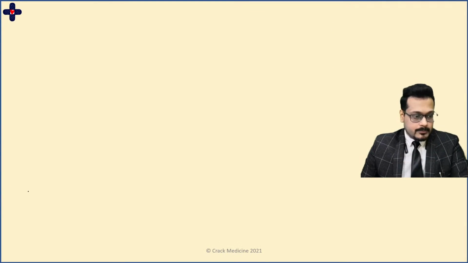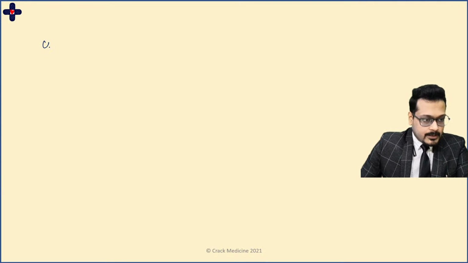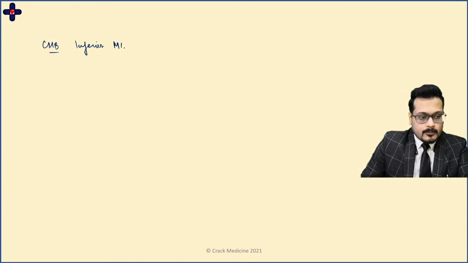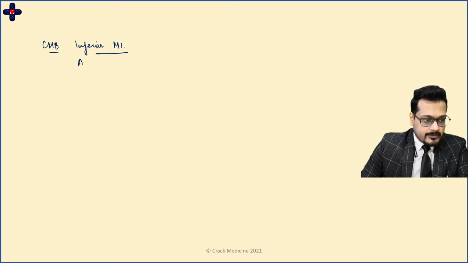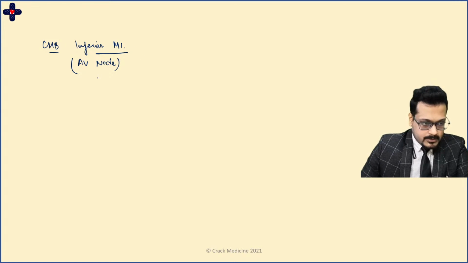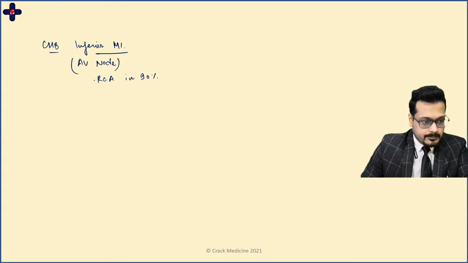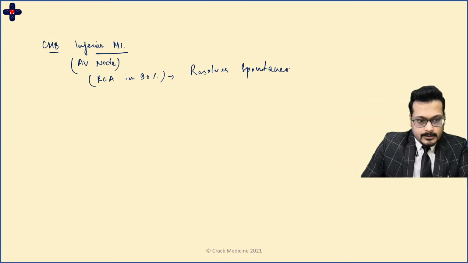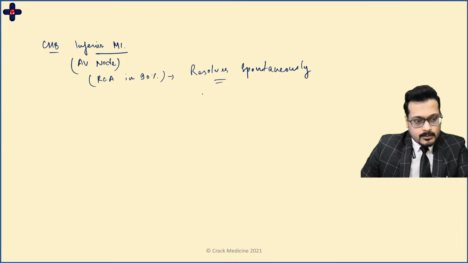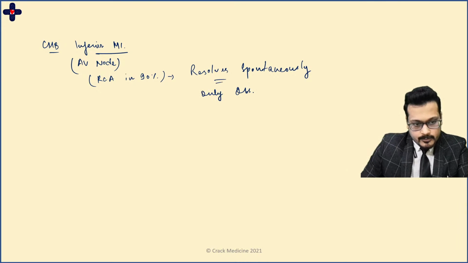And why so? In cases of a complete heart block following an inferior MI, basically there's damage to the AV node. Okay, so this is supplied by the right coronary artery in 90% of the people. So this will recover. Okay, this resolves spontaneously, so you don't have to do anything about it. But had the stem mentioned an anterior MI, you have to go for a pacemaker insertion.